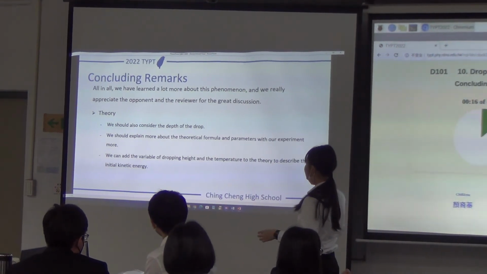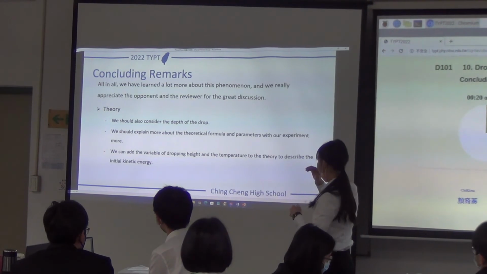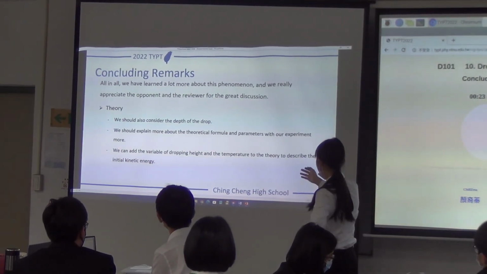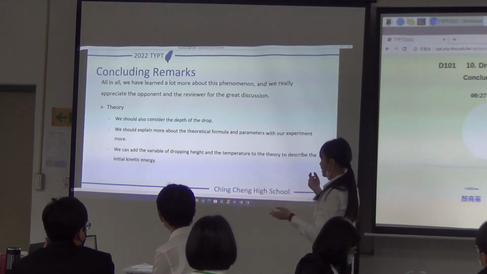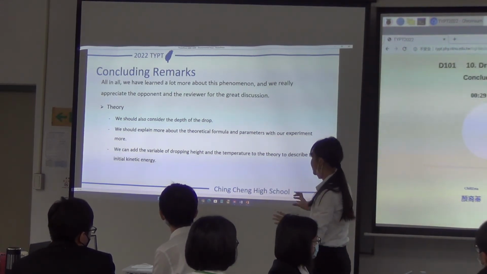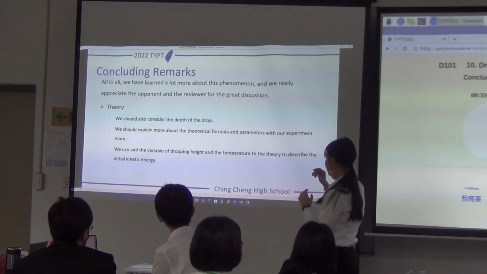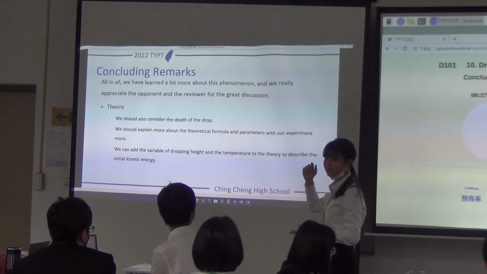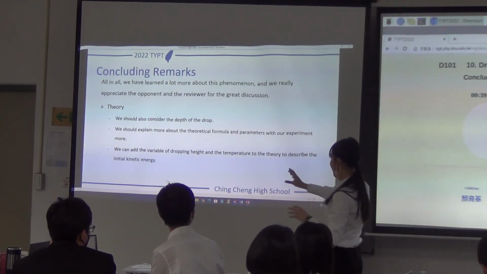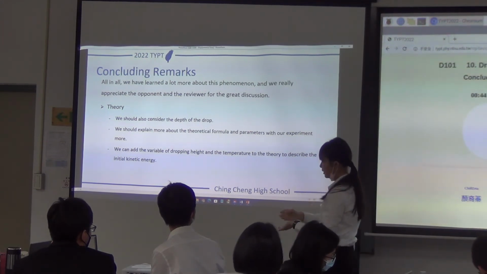And for the theory, I think we should also consider the depth of the drop, and we should explain more about the theoretical formula and the parameters of the experiment, because I didn't explain that enough. And we can add the variables of drop height and temperature to the theory to describe the initial kinetic energy, because in our experiment, we just fixed the height and the temperature without changing them, and only saw the changes between the results.